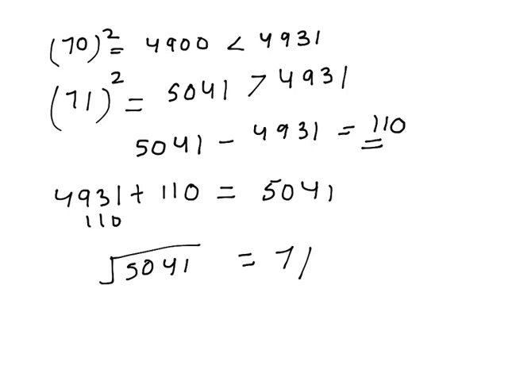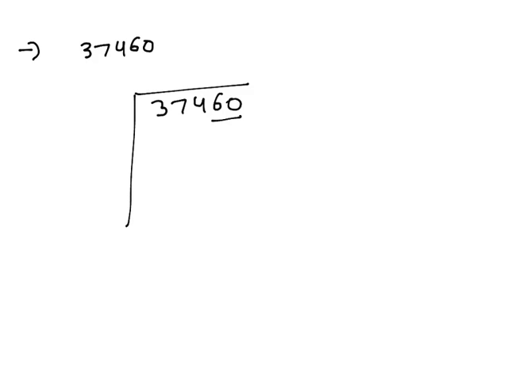So let's take one more example to understand it better. Let's take 37460. So we will start with finding out the square root. 37460. So we make the pair, we are left with 3. So clearly we can go with 1 only because 2 square will be 4. So next we will subtract and copy 74, and here we will double this digit.